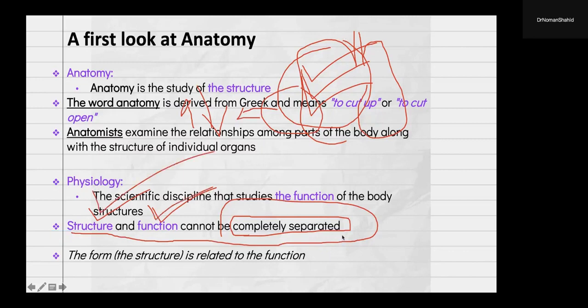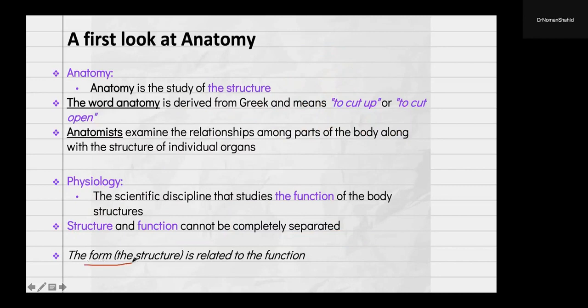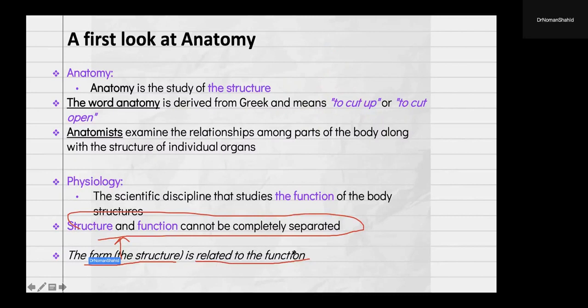Okay, perfect. So the form, the structure, is related to the function. This sentence is described by this sentence, that the form, the structure is related to the function. That's why structure and function cannot be completely separated. Simple.